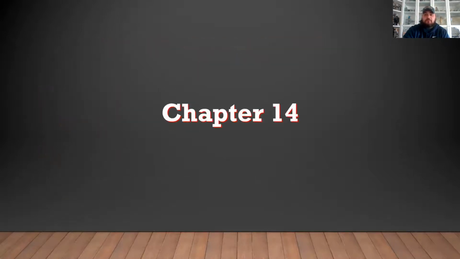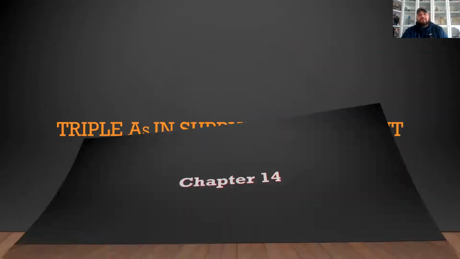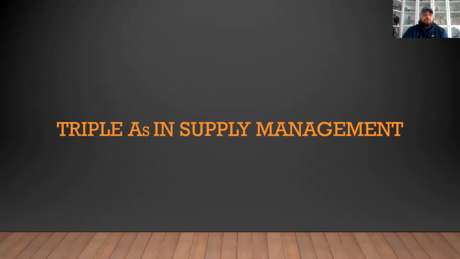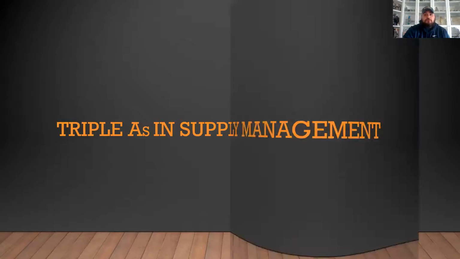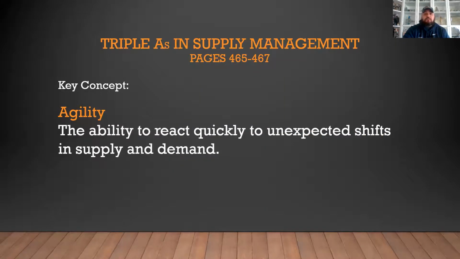So moving on to chapter 14. In chapter 14, we're actually going to take on three different terms, the triple A's of supply management. The first one of the A's, obviously, is agility. It's the ability to react quickly to unexpected shifts in supply and demand. When it comes to agility, the shifts are short term.